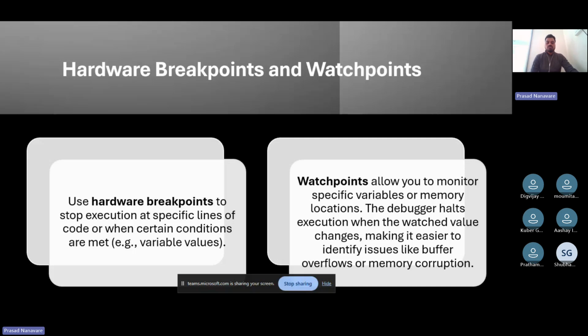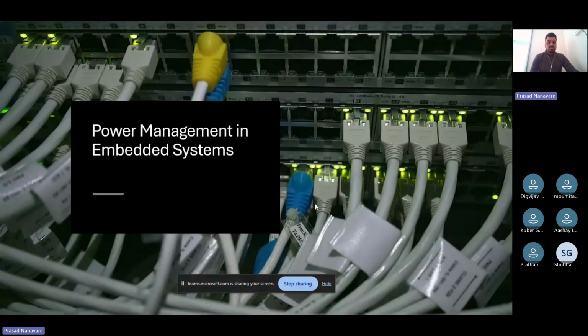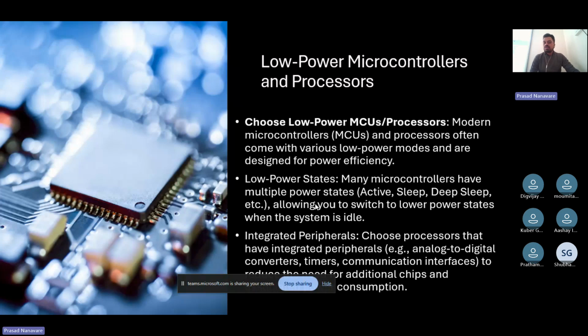Hardware breakpoints and watchpoints, then power management, where low power microcontrollers and microprocessors. So it says always choose a low power microcontroller. In your selection criteria, one point should be power consumption of your processor, because mostly systems are battery operated, and if your power consumption is more throughout the system, it is not going to work. Then low power states and integrated peripherals.